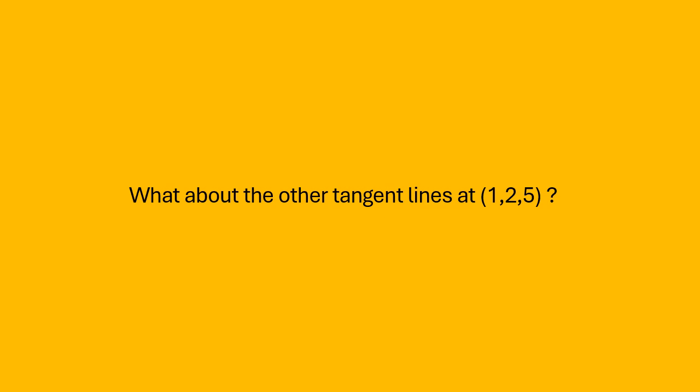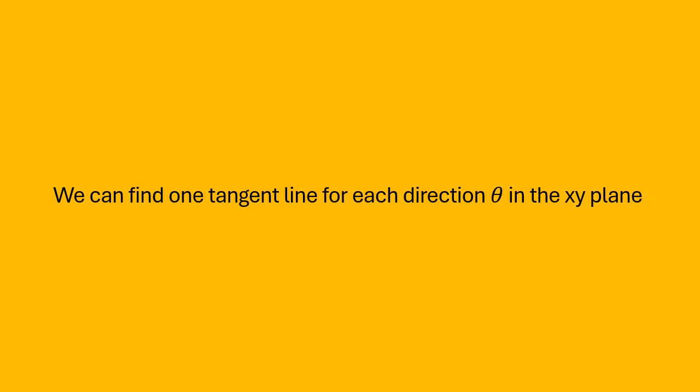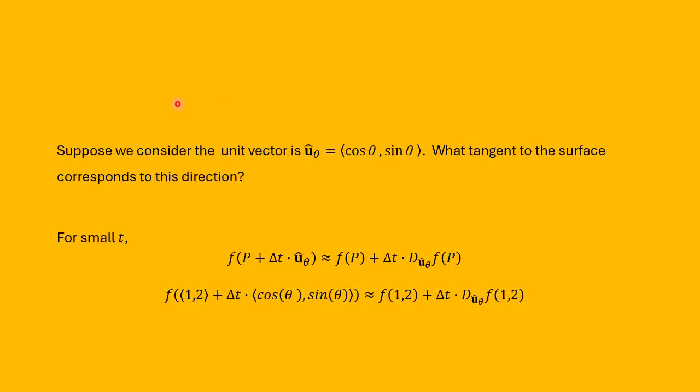So what about the other tangent lines to that paraboloid at the point 1, 2, 5, which is on that paraboloid? We'll find out that we can find one tangent line to that paraboloid at that point for each direction theta in the xy plane, thinking of theta as being the angle in polar coordinates between the x-axis and the unit vector. Suppose we want to find those other tangent lines.